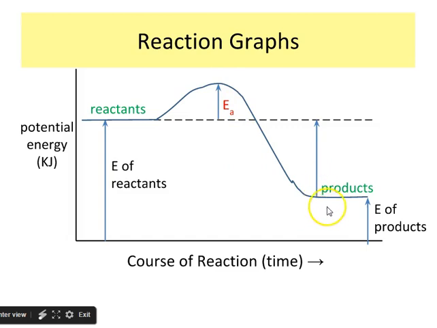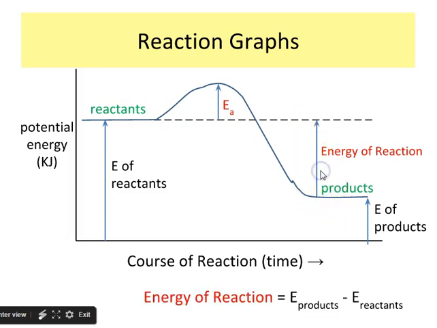Now what about this one? This distance here. This is the energy from our products to our reactants. So this is like the difference between the reactants and the products. I'm going to call this the energy of the reaction. This is how much energy was given off, in this case, in the reaction. We started with this much, and we ended up with this much. Okay, so this amount of energy is the energy of the reaction.